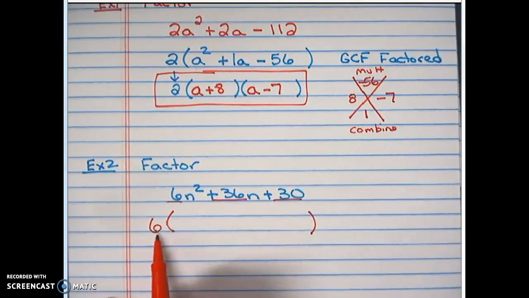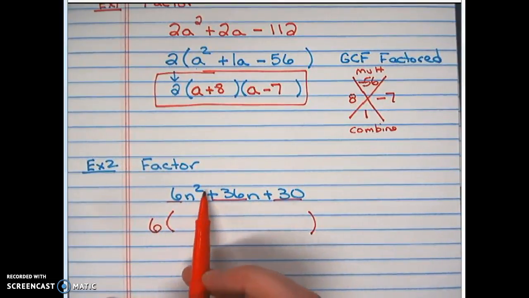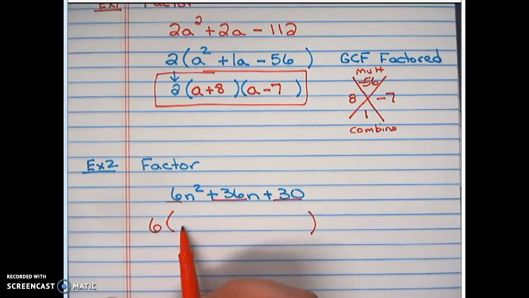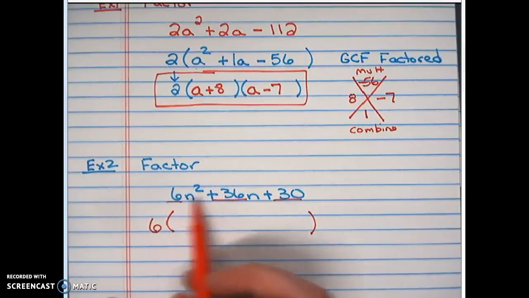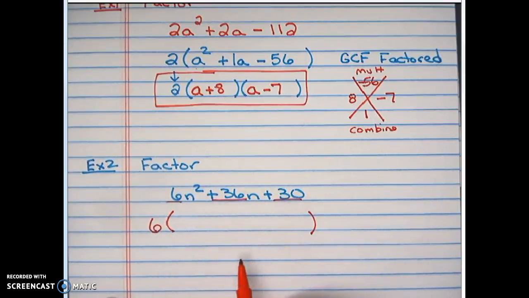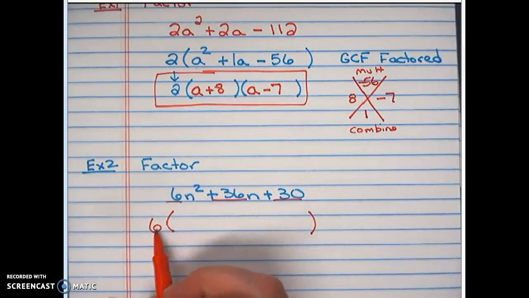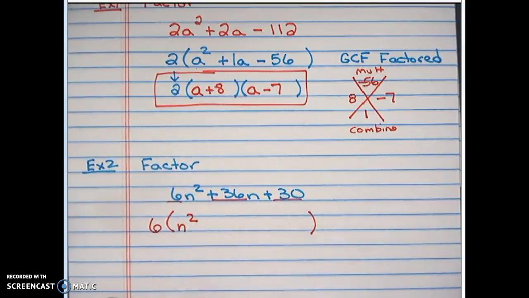And then we can think about what we'd have to multiply that 6 by to get back to all of this. We want this line to be the same as this line. And so we have to make sure that whatever we put here, if I multiplied it, I would get these 3 terms back. So 6 times what gets me to 6n squared? I already have the 6, I'm just missing the n squared. So 6 times n squared would give me the 6n squared.